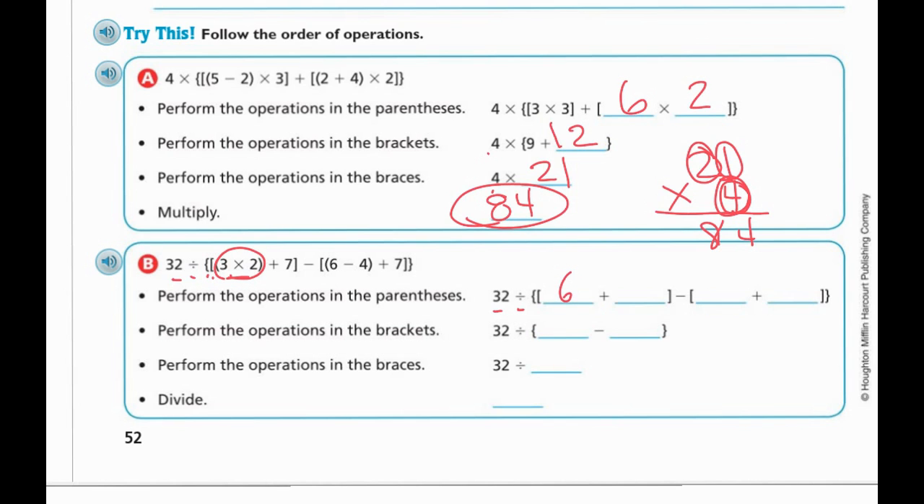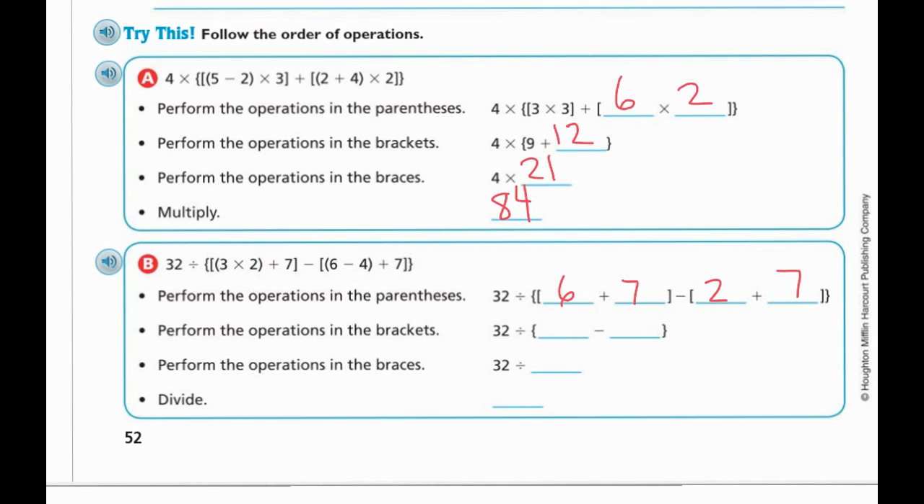3 times 2 is 6, okay? And I'm going to keep this plus 7 because I'm not ready to do that yet. So then I'm going to hit minus, and then I have my bracket here. So then I have to do what's inside, which is 6 minus 4. 6 minus 4 is 2, and then I keep this the same, the plus 7.